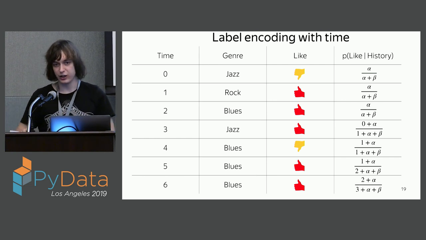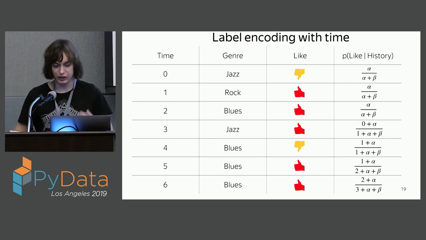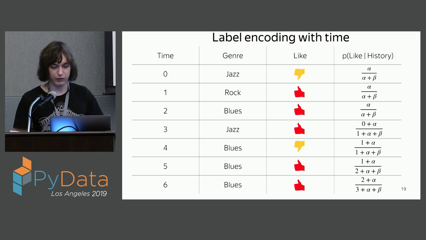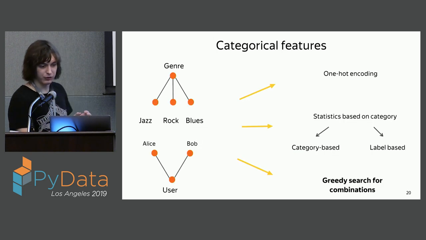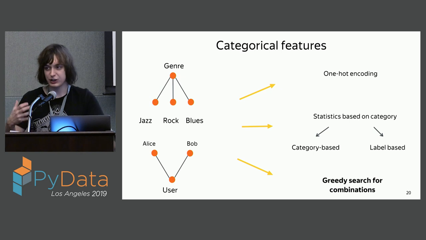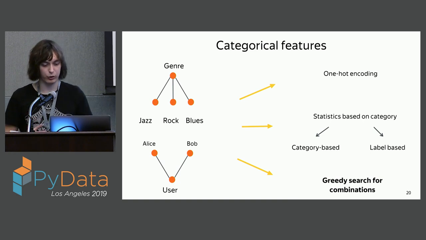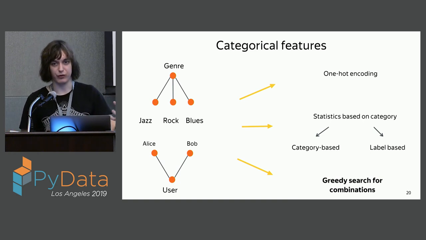It could be shown theoretically that this will avoid target leakage, and it proved to work very well in practice. Okay. Finally, one last thing about categorical data and CatBoost. The statistics that I've described from previous slides could be computed not only for a single feature, but we could also compute them for combinations of features as well.